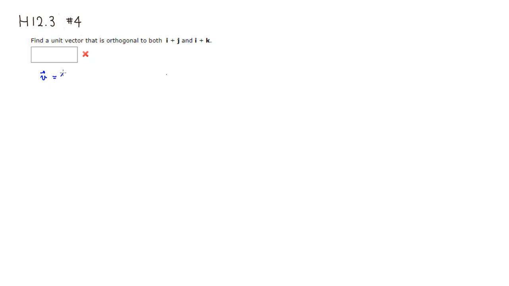So vector v is, say, a comma b comma c, since we don't know what they are. Then we have to make sure that this is orthogonal to both vectors. I don't like this notation, so I'm going to rewrite it as 1 comma 1 comma 0. Then this one is 1 comma 0 comma 1. Since they are orthogonal, the dot product with v has to be equal to 0, so let's see what kind of condition we can get.